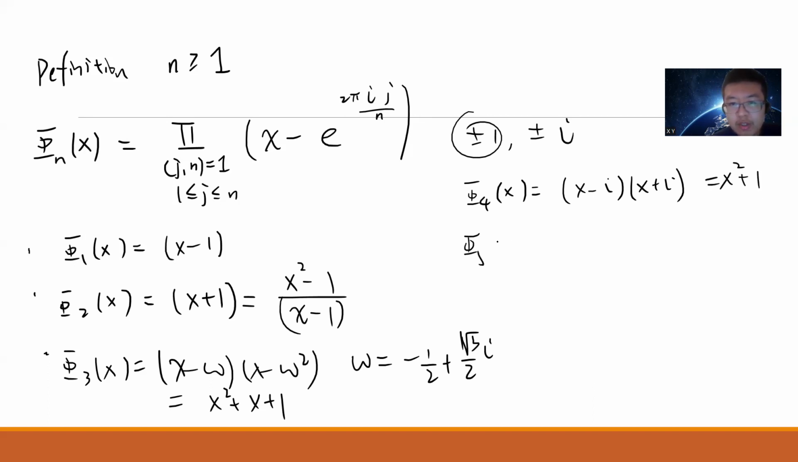And phi 5 of x: since 5 is prime, you only delete the 1, so you get x to the 4 plus x cubed plus x squared plus x plus 1. So this is the definition of the cyclotomic polynomial, and from the definition you can directly reproduce these results.